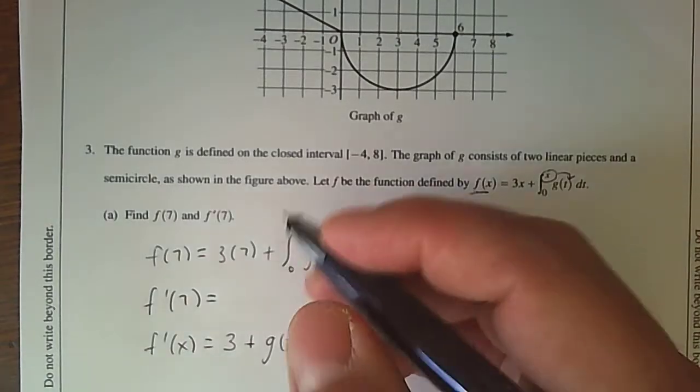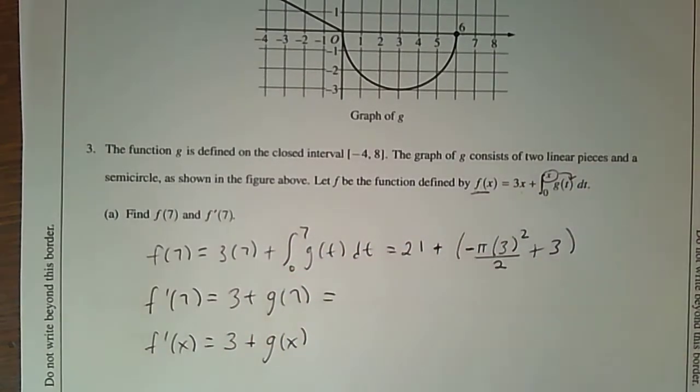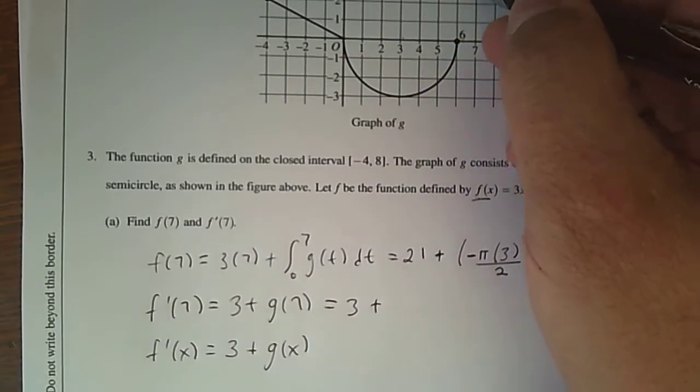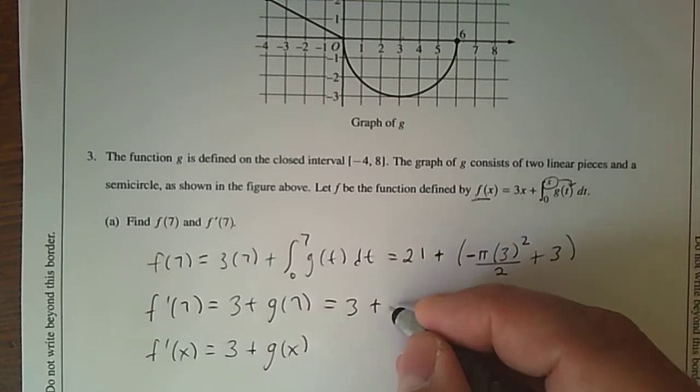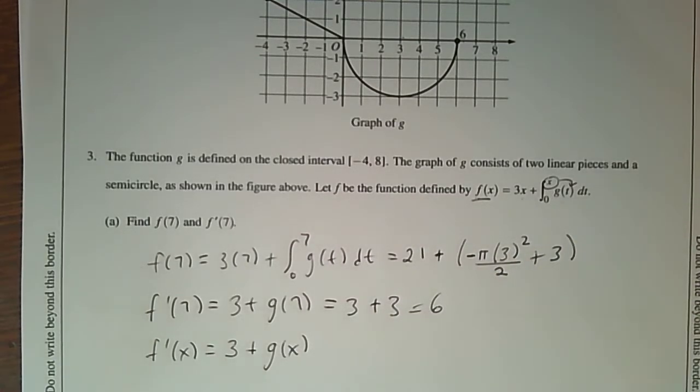So it's 3 plus g at x. Now I can go above, and where there's an x, of course I can put in 7. Now g at 7 here, what's the y value up here? It's 3. And that's a great answer. Or you can write down 6. Not too bad, right? All right, let's look at part B.